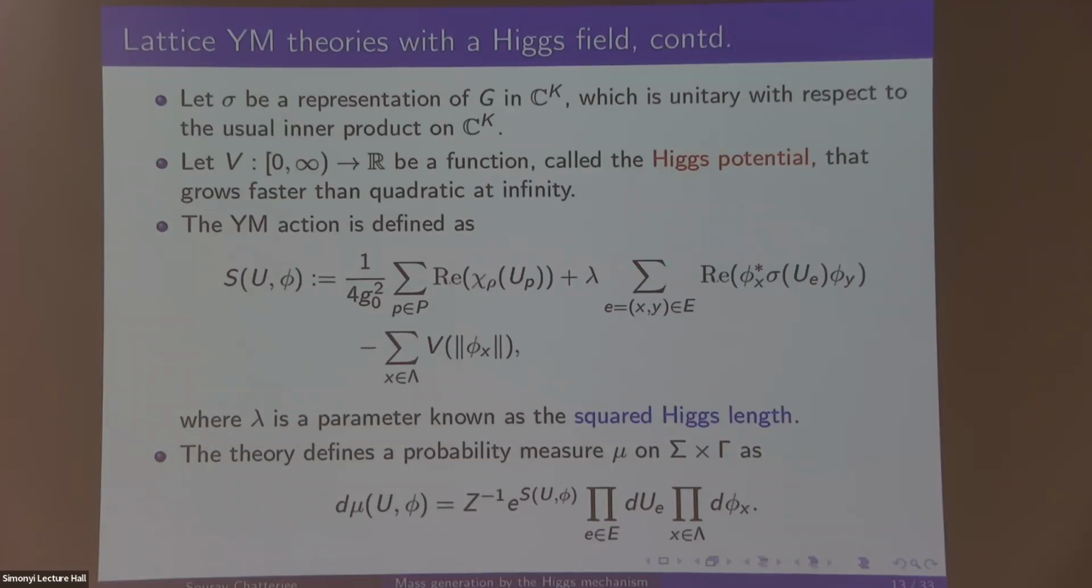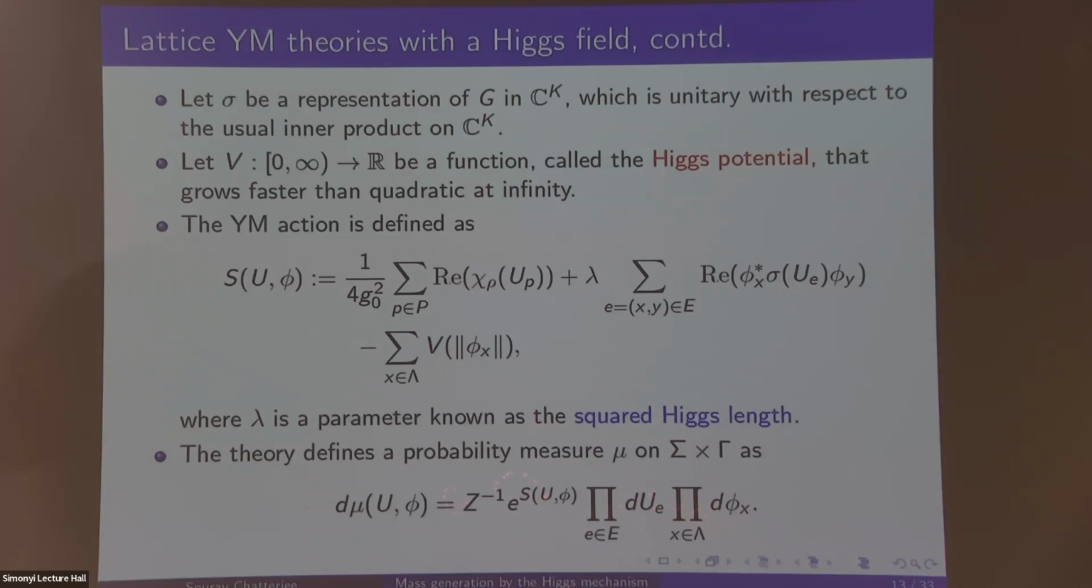I forgot the notation. So what is U and what is phi? U is your gauge field configuration: for each edge you have a matrix, a group element. And phi is, for each vertex, a vector in C to the K. Your configuration is these things taken together, sigma cross gamma. You take your base measure on this space as the product of the normalized Haar measures for the U's and the product of Lebesgue measure for phi.